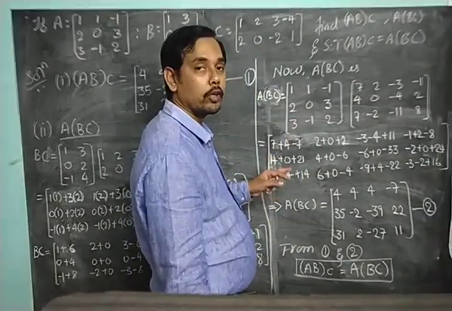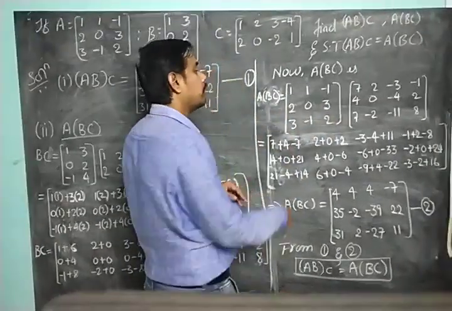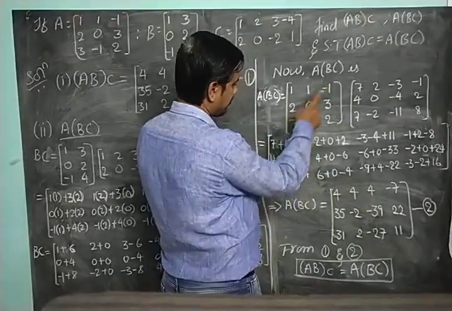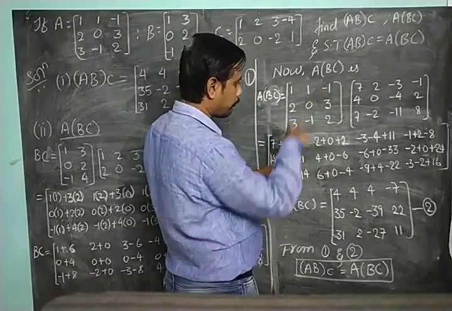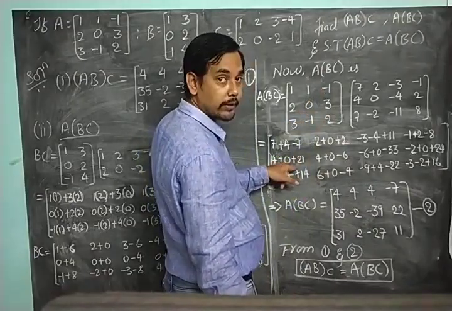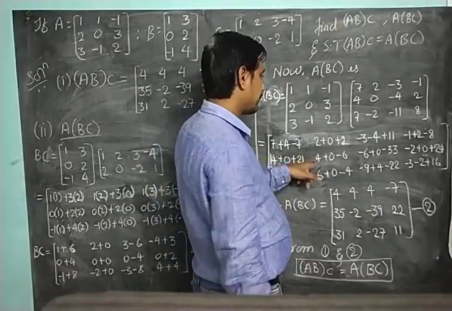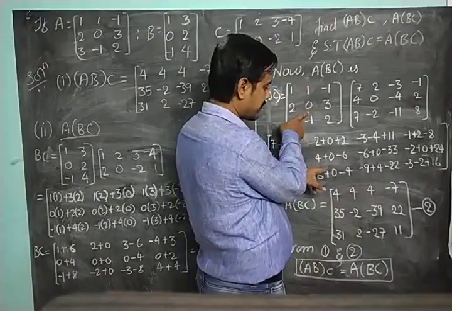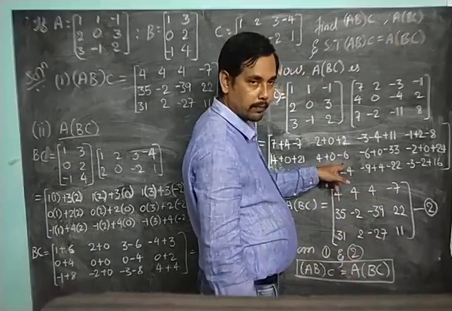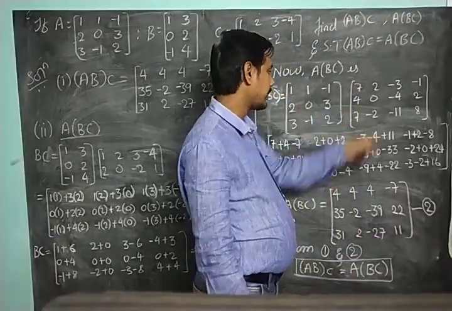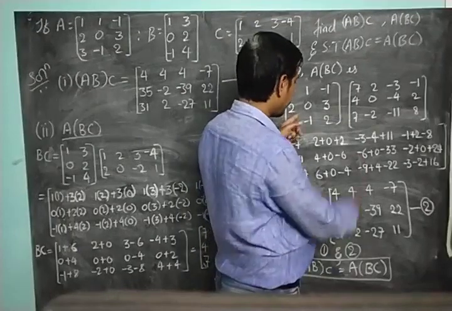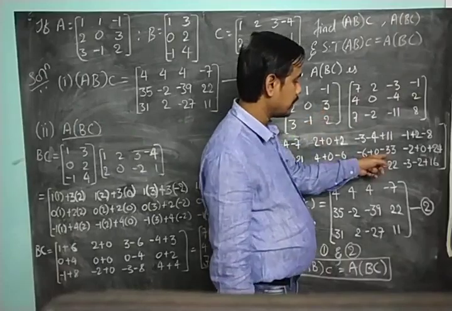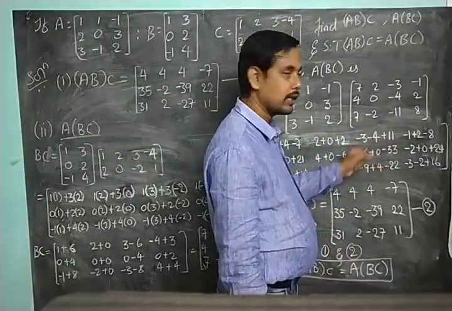And coming to second row, we need to multiply with first, second, third and fourth column. 2 into 7, 14, right? 0 into 4, 0, then 3 into 7 is 21. Then second row, second column, 2 into 2 is 4, 0 into 0 is 0, then 3 into minus 2 is minus 6. Now second row and third column, 2 into minus 3, minus 6, 0 into minus 4, 0, 3 into minus 11, minus 33.